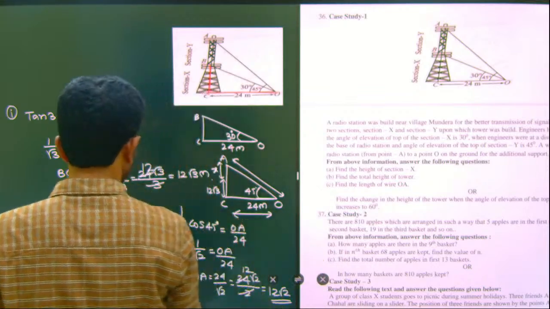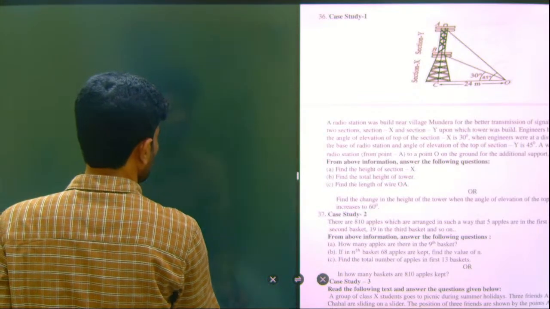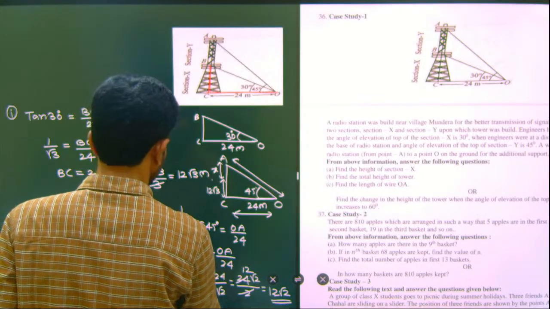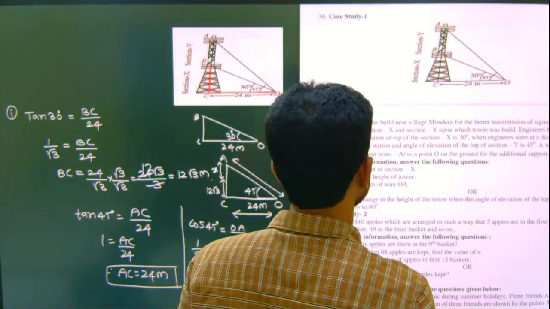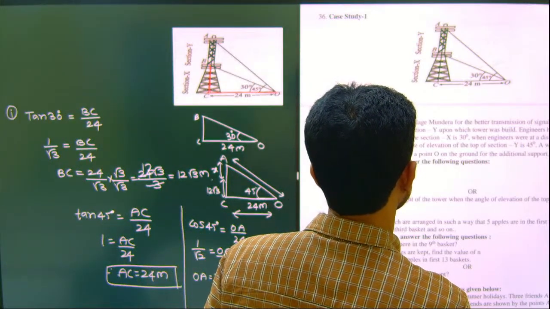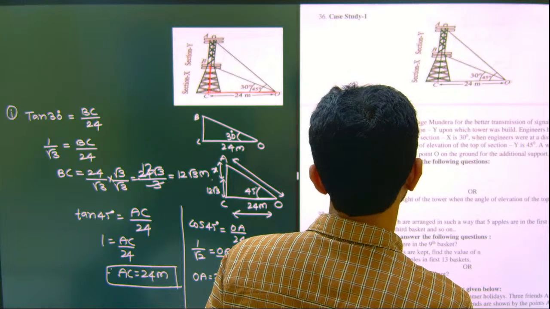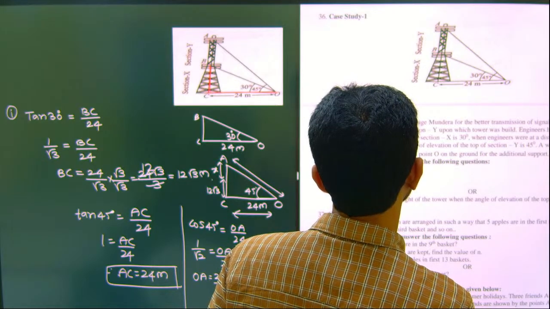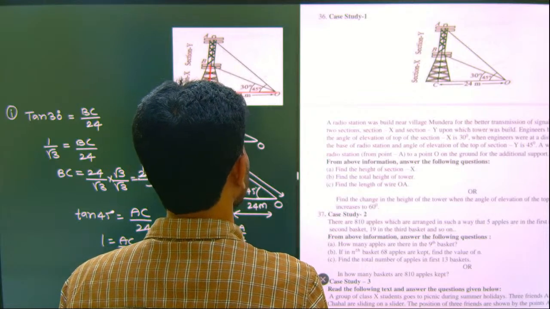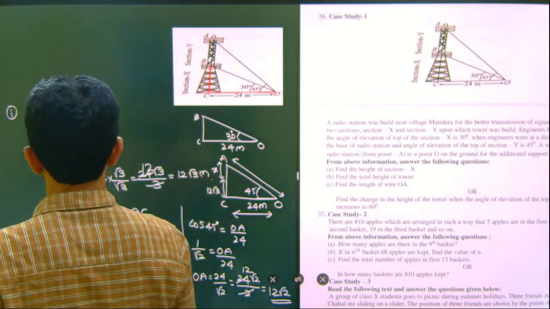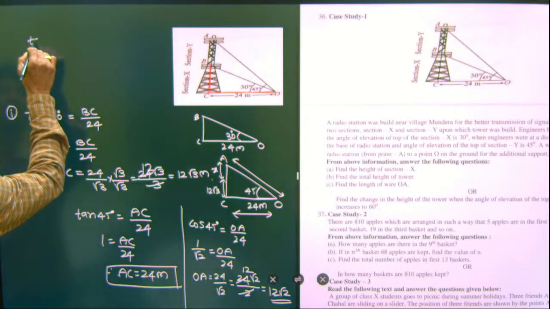Next question, one more question they are asking. That is, find the change in the height of the tower when the angle of elevation of the top of the tower increases to 60 degrees. So if it is increased to 60 degrees, find the change in the height. So what? Tan 60 degrees we have to take.